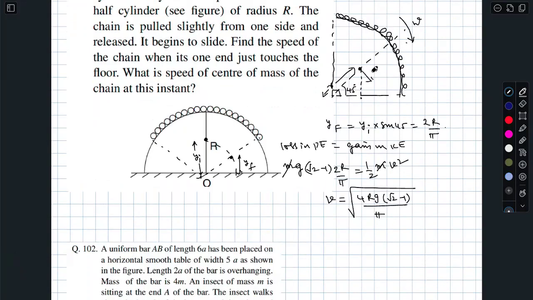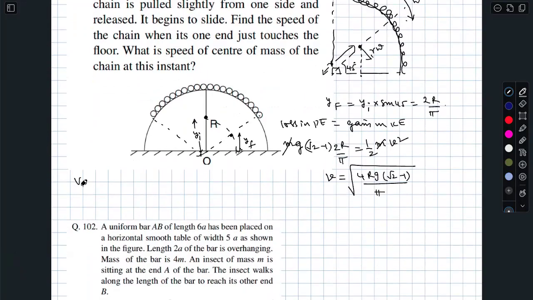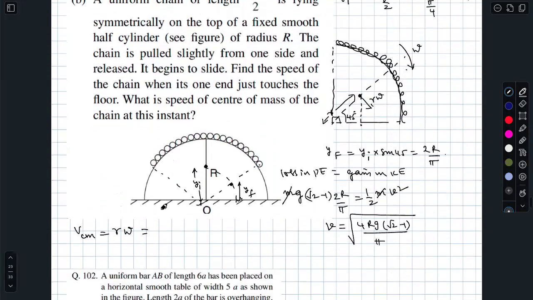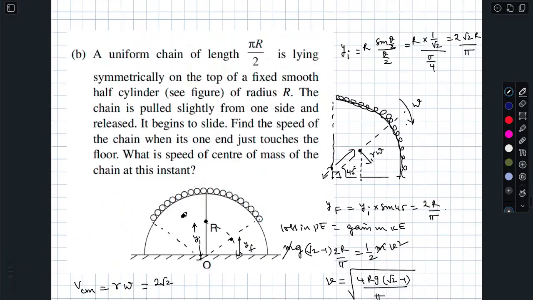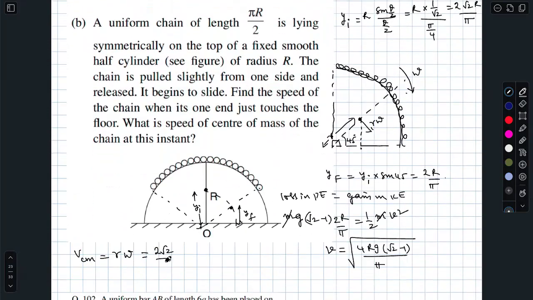Okay, R omega. The velocity of the center of mass is simply R omega, all the links have the same omega. The center of mass is now exactly in circular motion, at a distance R from the center. R omega, and R is nothing but your yi. So it is 2√2 by pi times R omega. Therefore this is 2√2 by pi times under √4rg (√2 - 1) by pi.